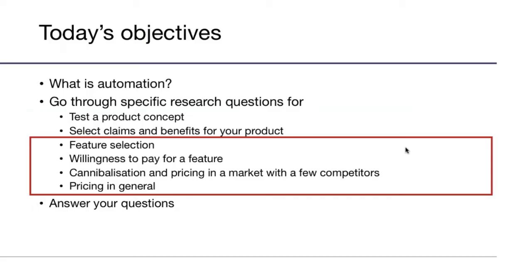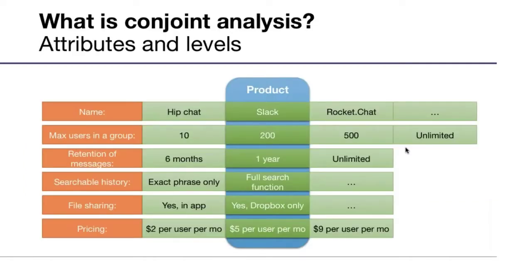Now, the next set of questions that we will go through are about feature selection, willingness to pay, cannibalization and pricing in general. They all require the use of conjoint analysis, a methodology that we can look into now very briefly. Conjoint analysis is about breaking down a product into its constituent parts, into its features, attributes, and levels. So here is a chart of a product that is a messaging app. It has attributes such as name, number of users, retention of messages, and levels such as HipChat, Slack, RocketChat would be levels of the attribute name.